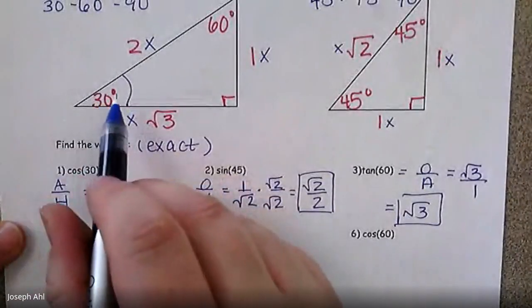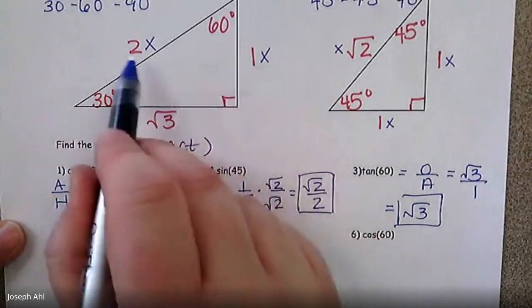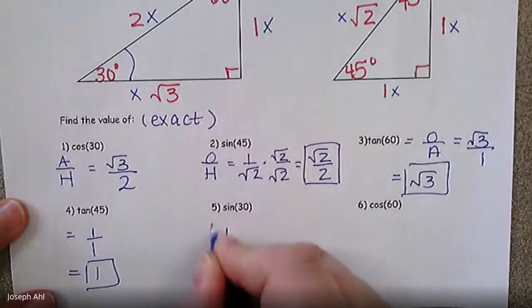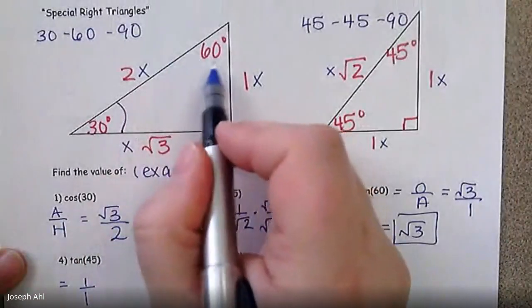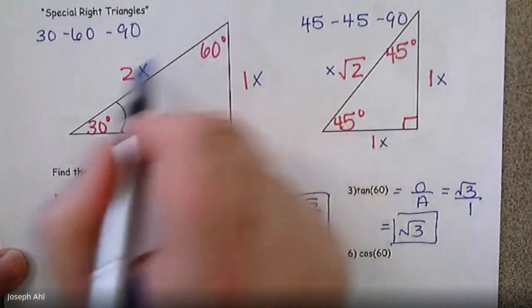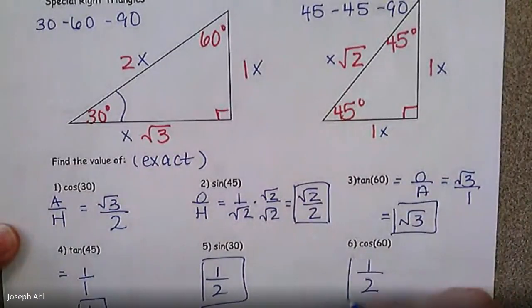Sine 30, come back over here from 30 degrees. Opposite over hypotenuse would be 1/2. And finally, cosine of 60, make sure you're using 60 up here. Adjacent over hypotenuse would also be 1/2.